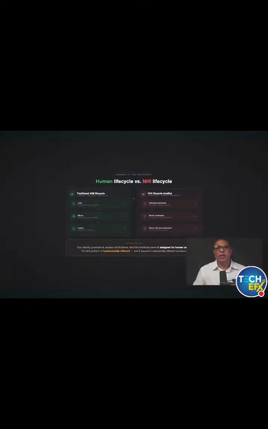Okay, now the bottom line is most of the existing IAM platforms, and some are calling themselves convergence IAM, their identity governance, access certification campaigns, and even IGA workflows, all of them were designed for human users. Whereas the NHI problem is fundamentally different and it requires a fundamentally different solution.